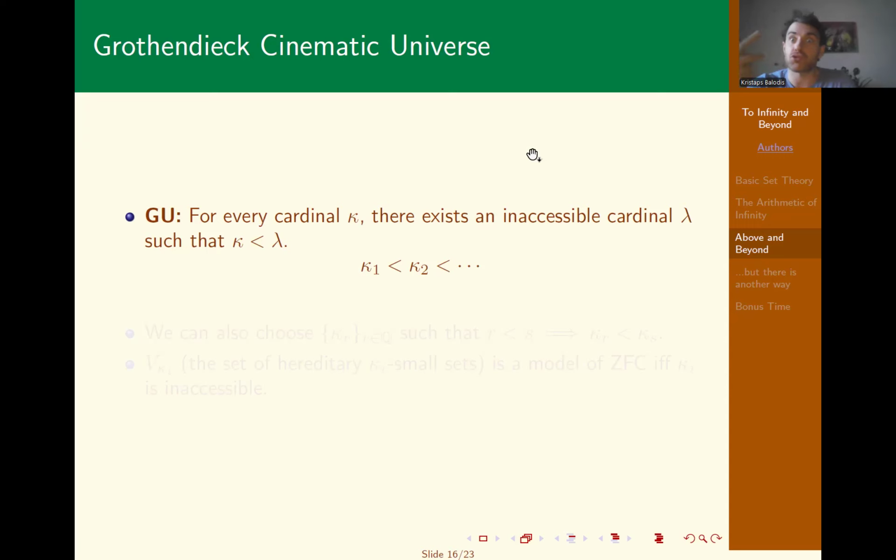Like how much stronger, how much further beyond ZFC? I mean, it seems like a lot. We're adding infinitely many more axioms, right? As a side note, there's this really cool idea.